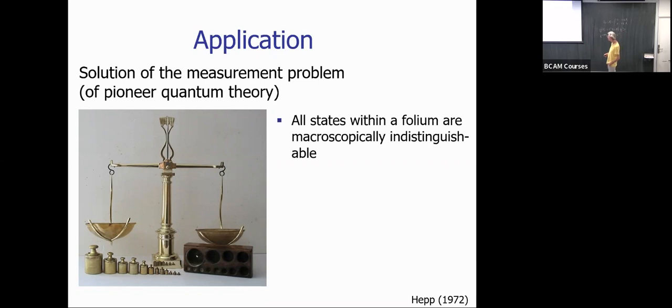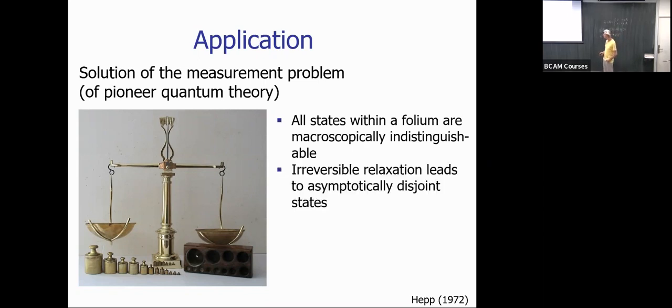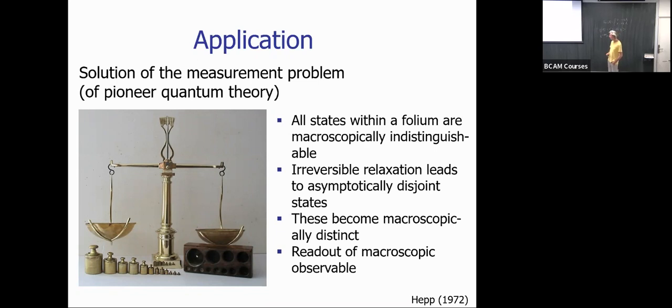So here's a very important application. All the states within a folium are macroscopically indistinguishable. So if we have a macroscopic observable, we cannot distinguish the states in a normal folium macroscopically. But now, if we take the irreversible relaxation dynamics of our measurement devices into account, so here, for example, that the lever of such a scale must have relaxation dynamics into equilibrium, this irreversible relaxation dynamics leads to what are called asymptotically disjoint states. And for asymptotically disjoint states, we get different results from a macroscopic observable. So these become macroscopically distinct and therefore macroscopically distinguishable, and we can finally read out the macroscopic observable. So there is no measurement problem.